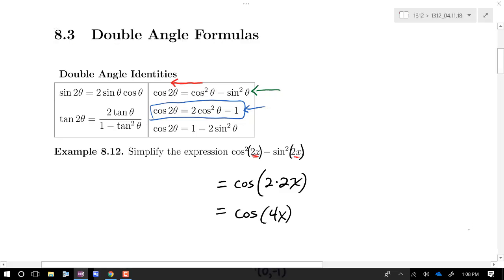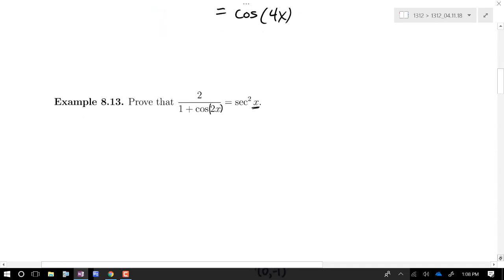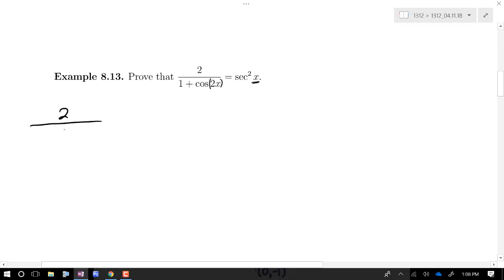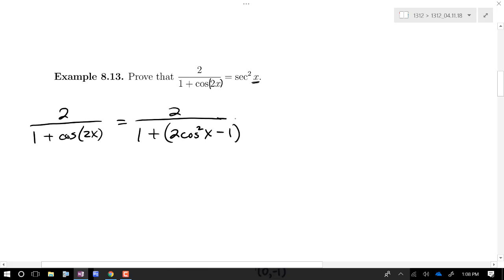So let's say we begin there. So 2 divided by 1 plus cosine of 2x. I'm just going to replace the cosine of 2x with 2 cosine squared x minus 1. This is the double angle formula.